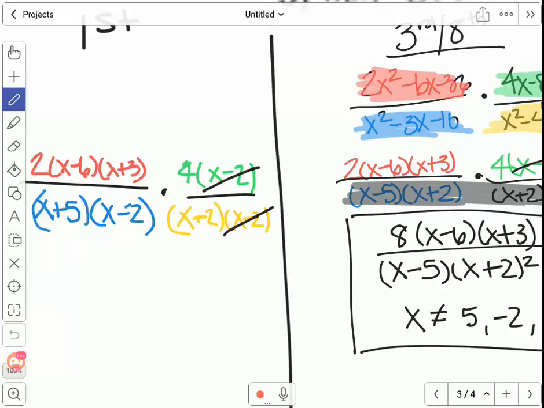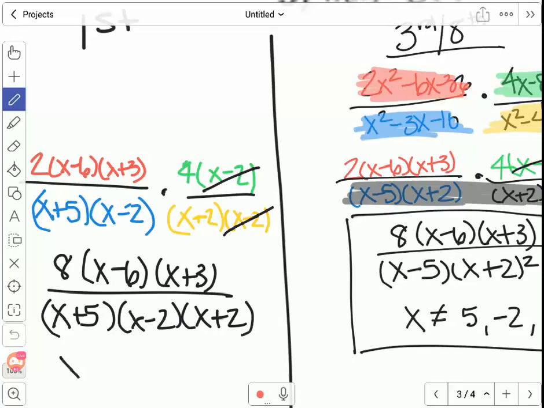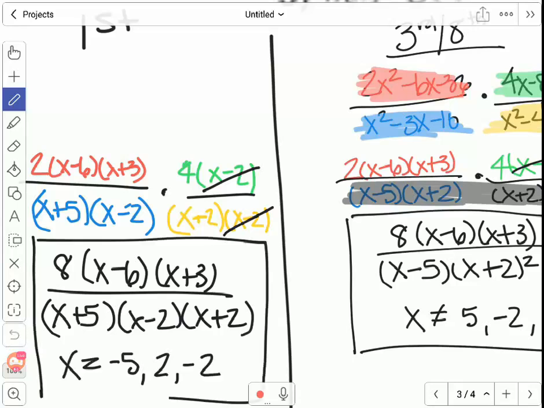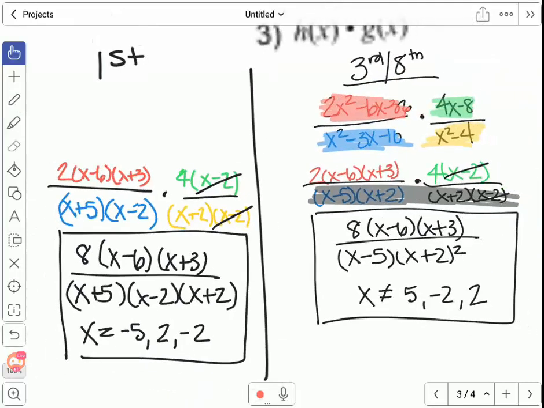So my answer to this one is 8 times x minus 6 times x plus 3 all over x plus 5 times x minus 2 times x plus 2, and x cannot be three things. It can't be negative 5, positive 2, or negative 2. So that's my entire answer to this question for those of you who were physically present in first period today.